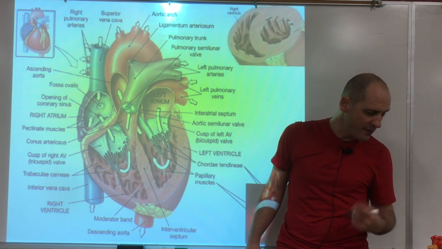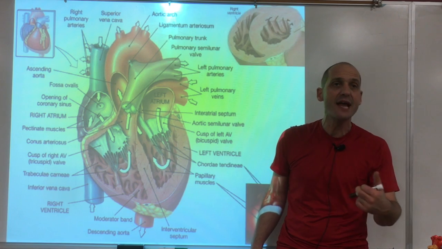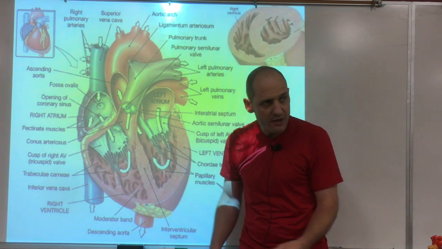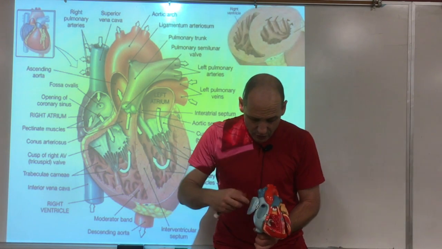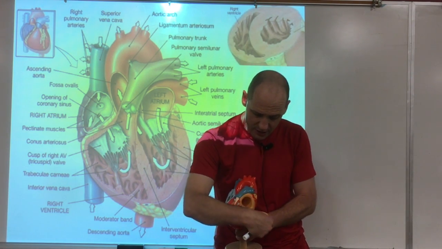Then we get to the valves, where I need you to be able to tell me the semilunar valves and the atrioventricular valves. The AV valves are the ones that go from the atria to the ventricles. They're right here. And on this side, they're right here.